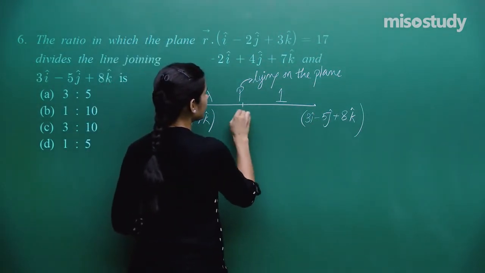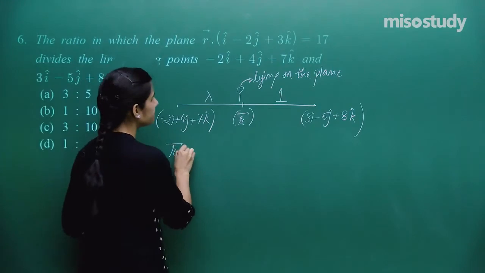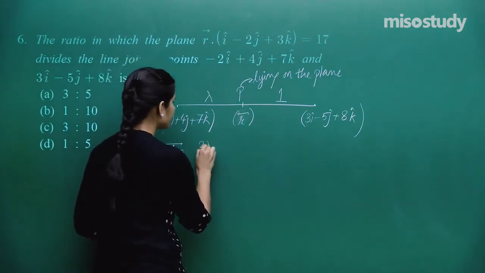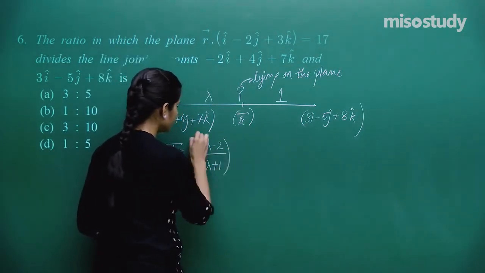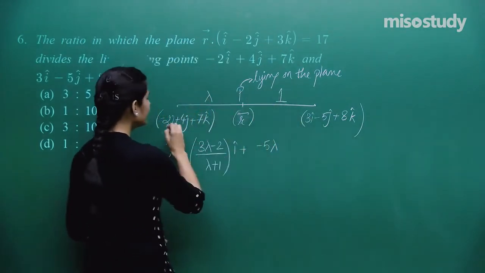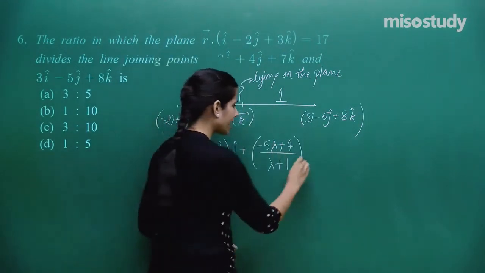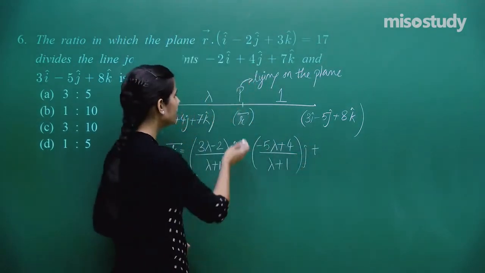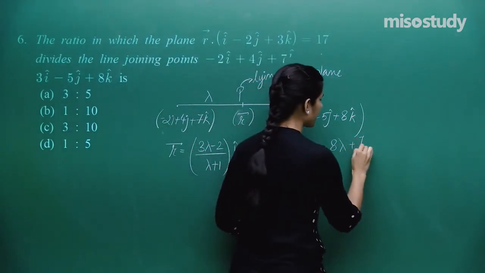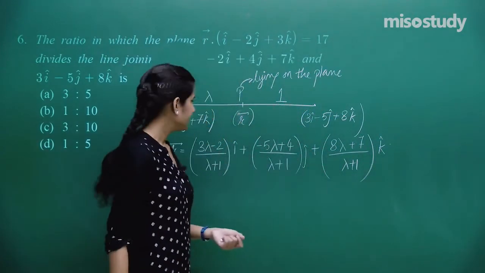Suppose the position vector is r vector. Then r vector is equal to lambda into 3 plus 1 into minus 2, so (3 lambda minus 2) upon (lambda plus 1) i cap, plus (minus 5 lambda plus 1 into 4) upon (lambda plus 1) j cap. I am just using the section formula, nothing more. Lambda into 8 plus 1 into 7 upon lambda plus 1 k cap. This is my very point.